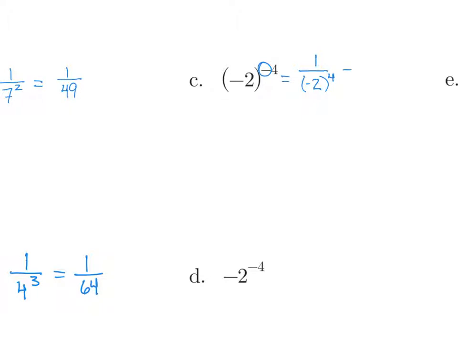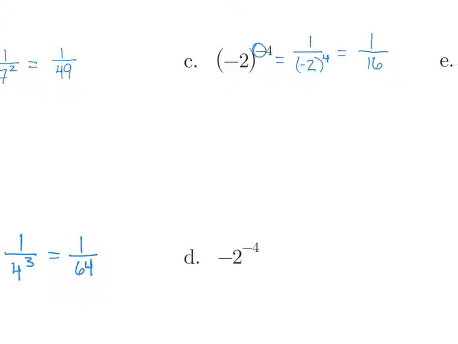From there, we can evaluate the exponent. We have 1/2 to the 4th is 1/16. And since my exponent is even, it will become a positive 1/16.